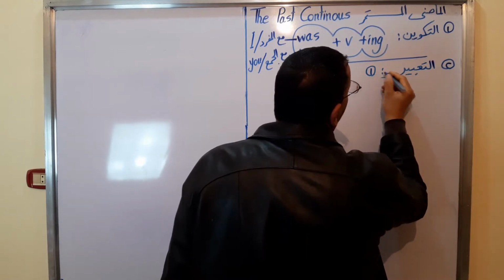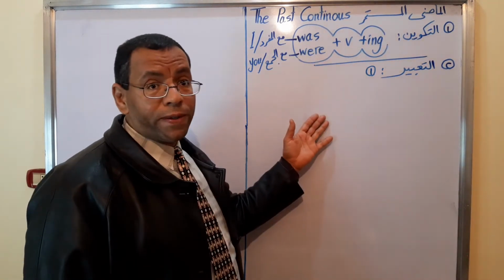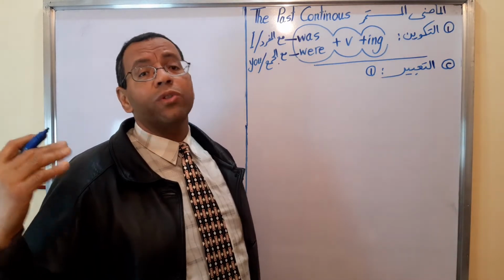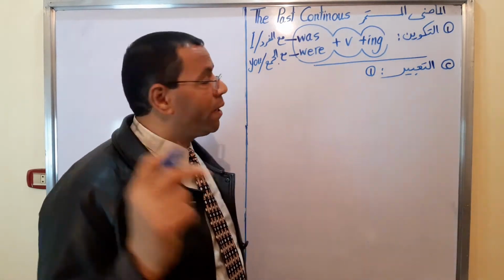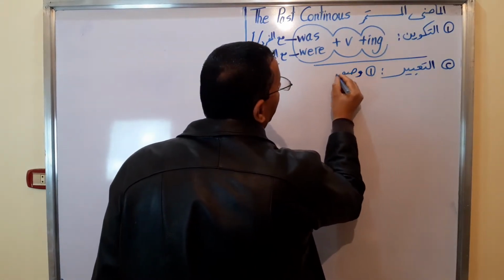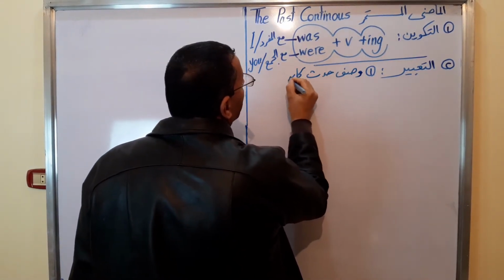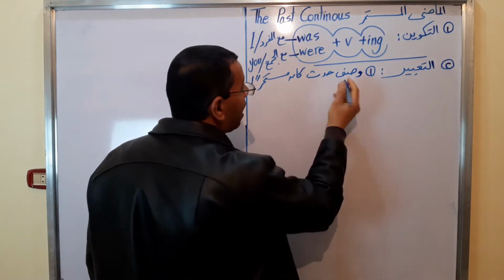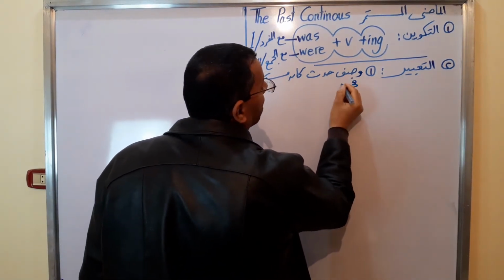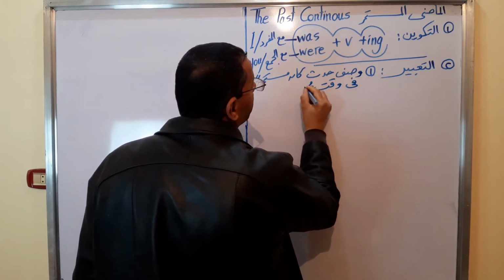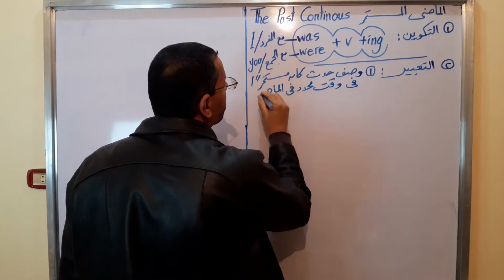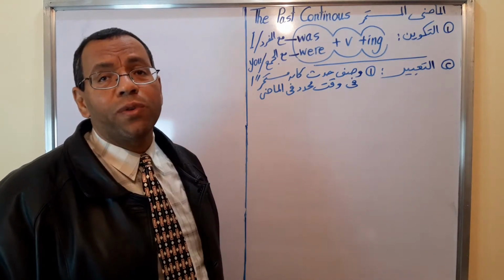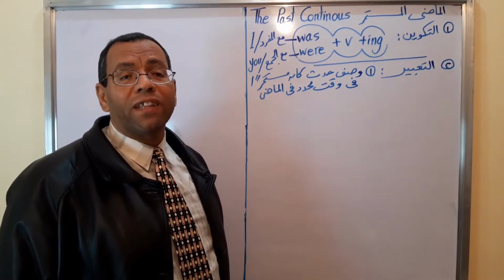First, the past continuous refers to an action that was happening at a specific time in the past. When I describe an action that was continuing, an action that was happening at a specific time in the past.